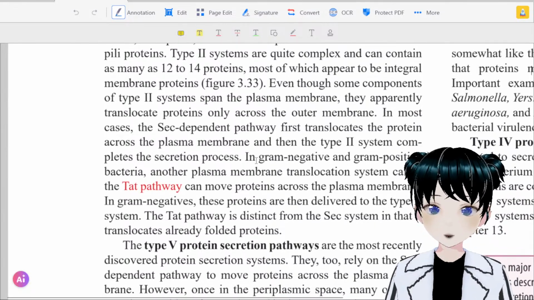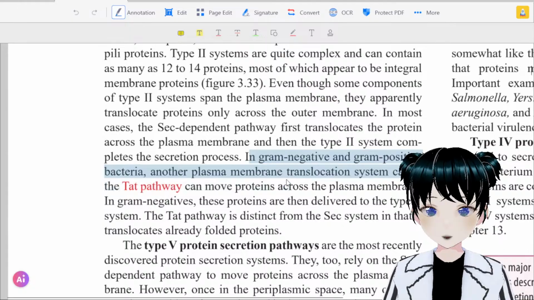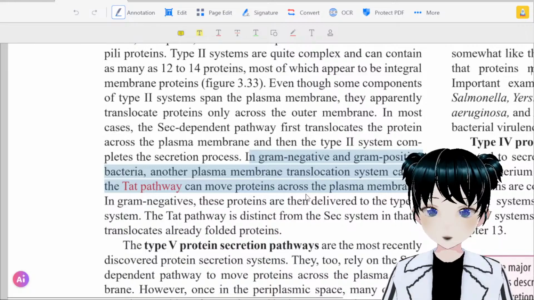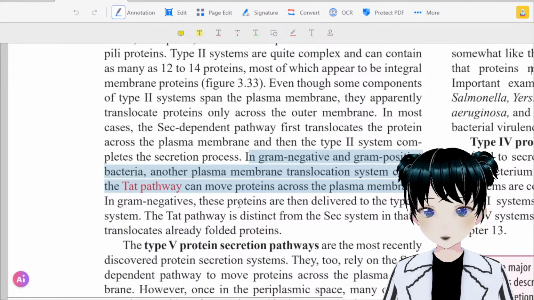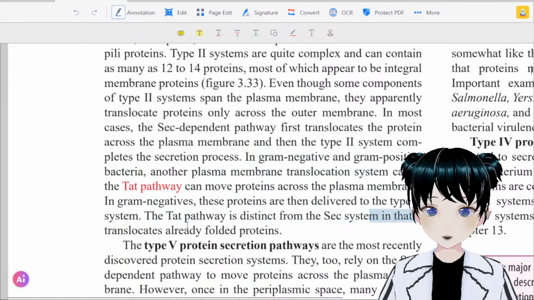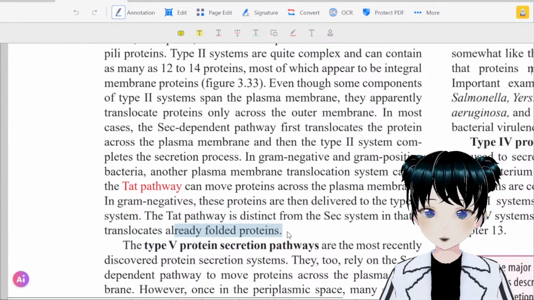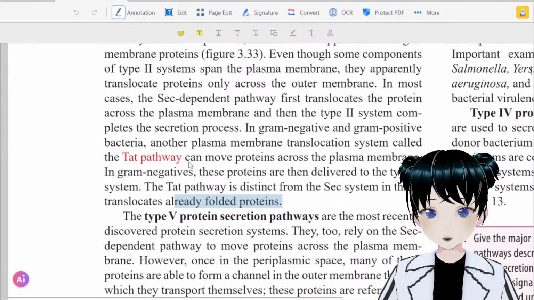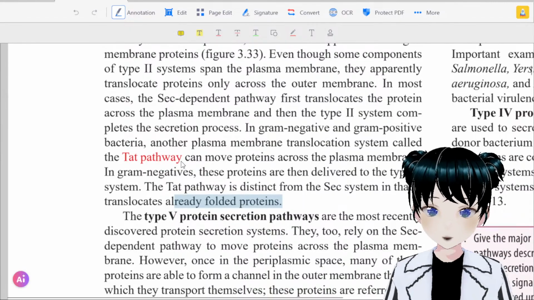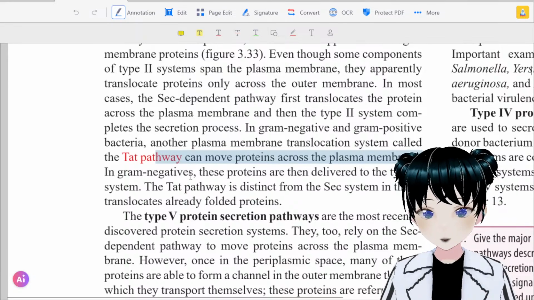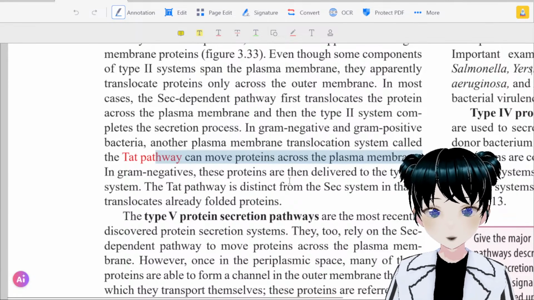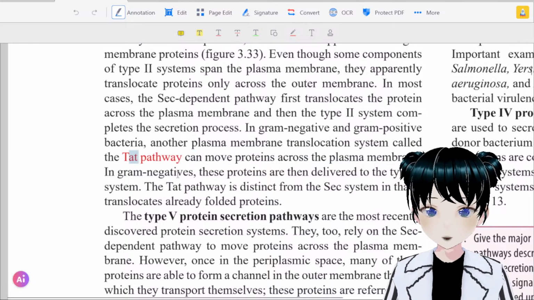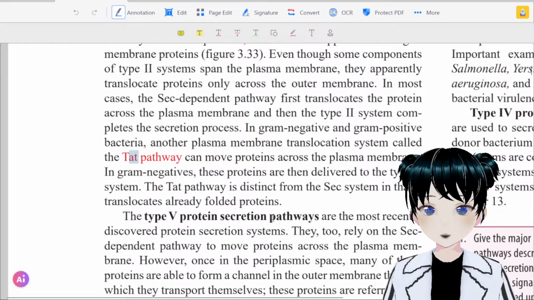In gram-negative and gram-positive bacteria, another plasma membrane translocation system called the TAT pathway can move protein across the plasma membrane. In gram-negatives, these proteins are then delivered to the type 2 system. The TAT pathway is distinct from the sec system in that it translocates already folded proteins. Guys, the TAT pathway is like the sec-dependent pathway, but the only difference is that the sec-dependent pathway transports unfolded proteins, while the TAT one translocates folded proteins.